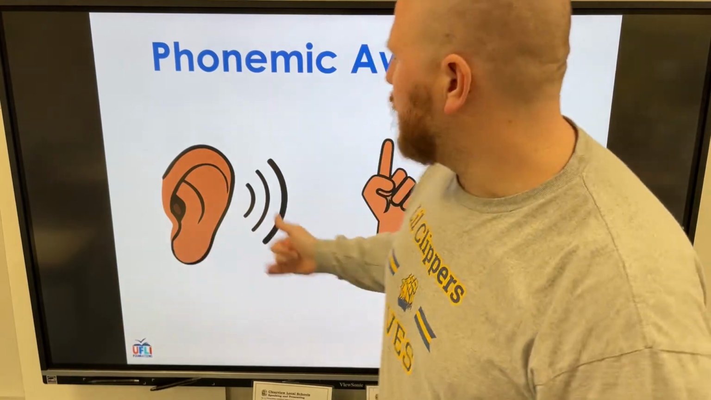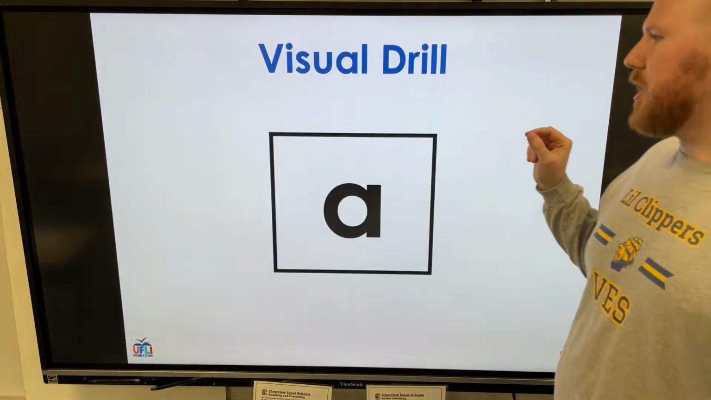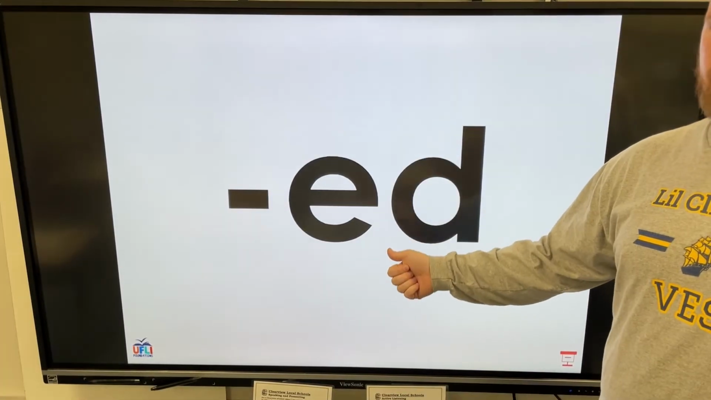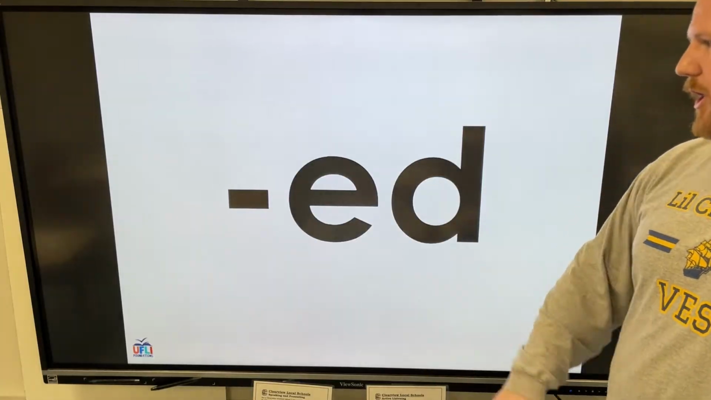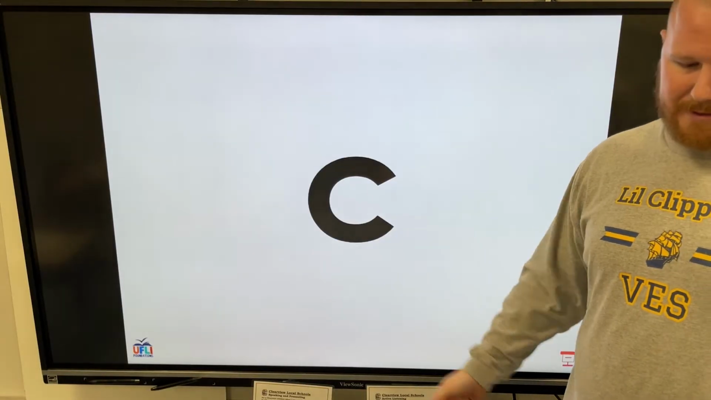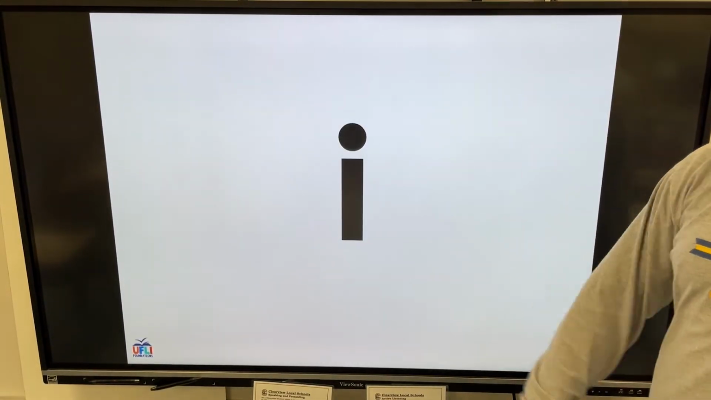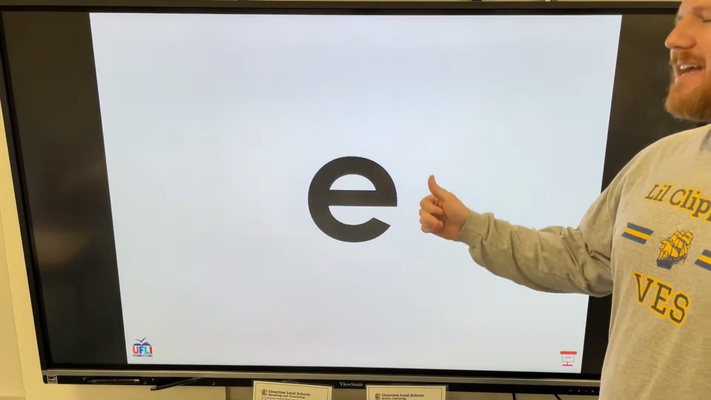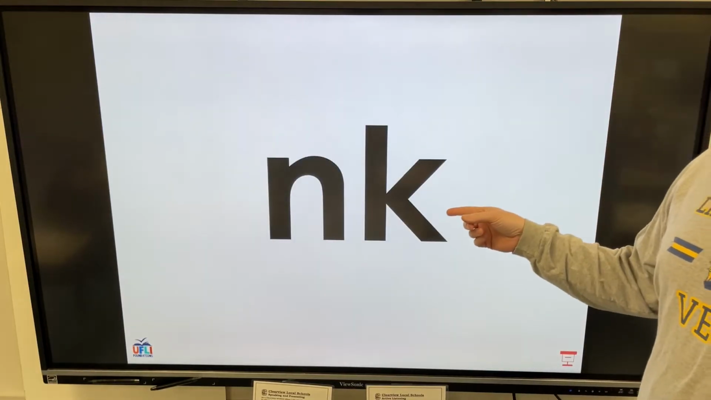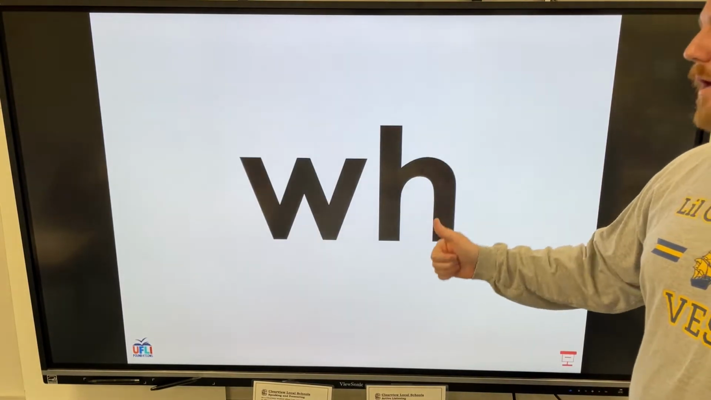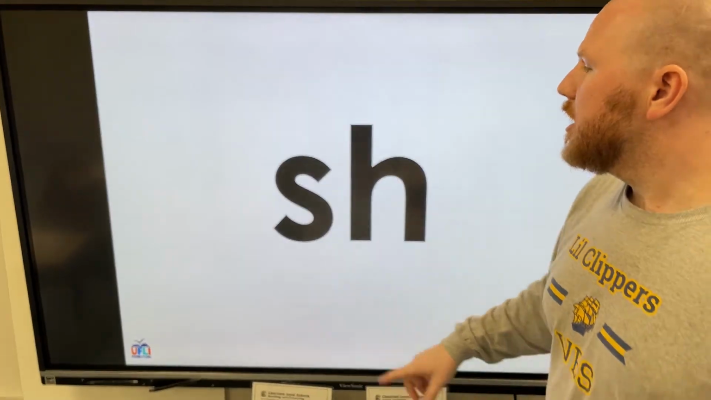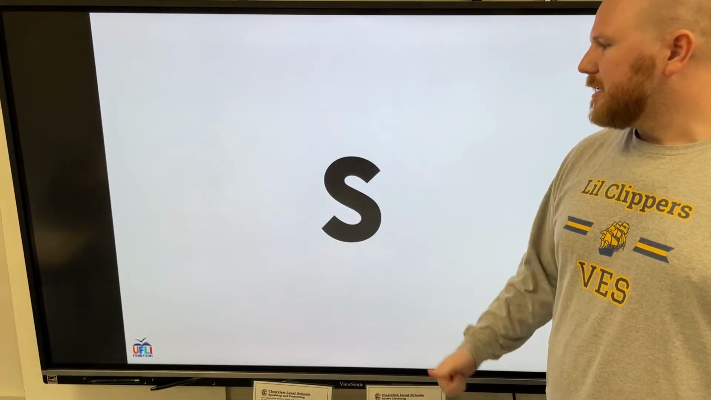All right, we're moving on to our visual drills. In our visual drills, you will see the grapheme or the picture, and you tell me what it says. So the first one is A, which could also say T or D. Good. Next one. G or J. K or S. A or A. I or I. O or A. E or A. U or U. Okay, good.